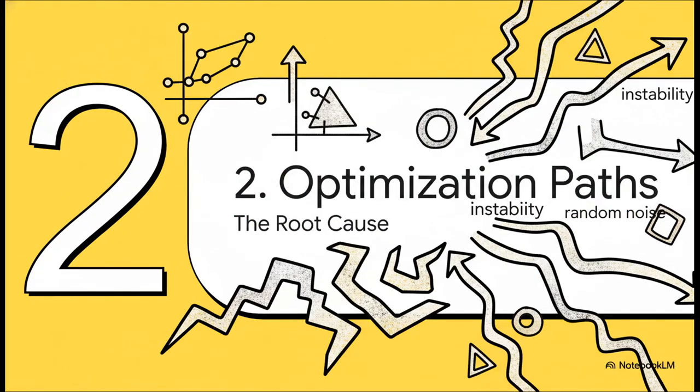All right, Section 2, Multi-Optimization Paths Explained. This is where we get to the root cause of the instability. The authors make a really strong case that this isn't just some random fluke. No, it comes from something much deeper, which they call the multi-optimization path problem. So let's really unpack that.